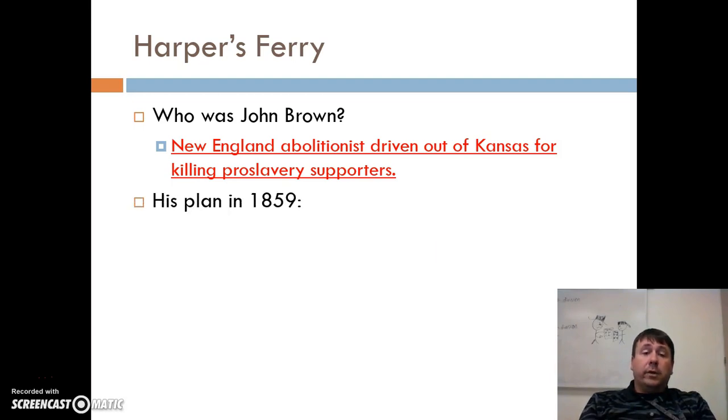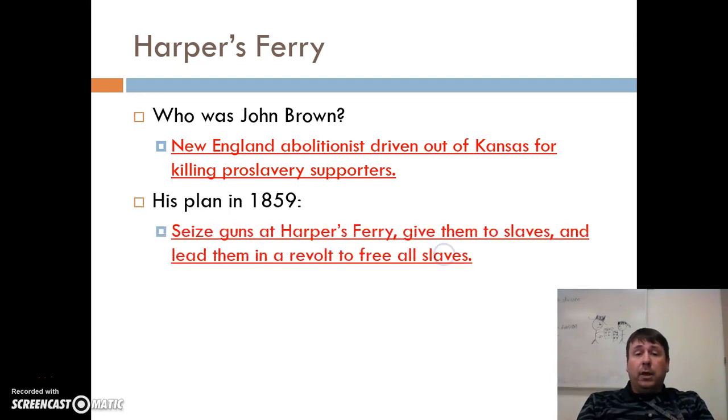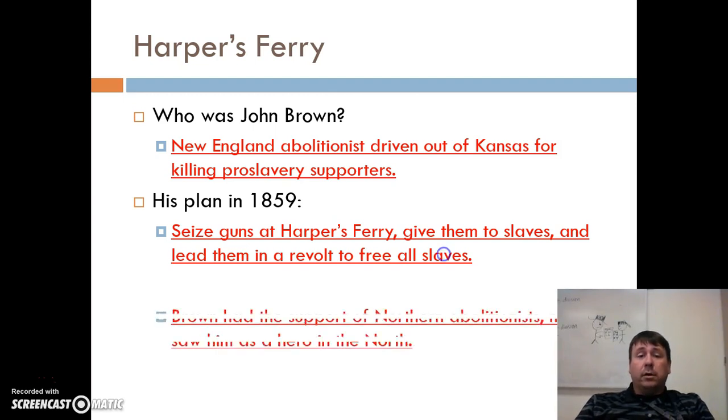His plan kicked off in 1859, and his whole idea was that he was going to seize guns at Harpers Ferry. Harpers Ferry was our federal arsenal. An arsenal is a place where our government keeps all their weapons. So his plan was to basically seize the federal arsenal, take all the weapons, give them to the slaves, and then he was going to be their leader in a revolt to free them all. Okay, pretty good plan, except he's basically attacking the federal government.